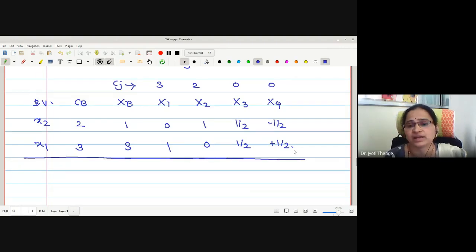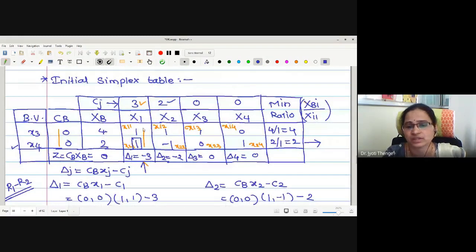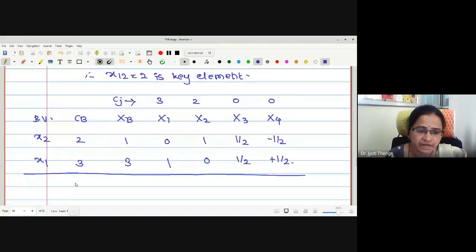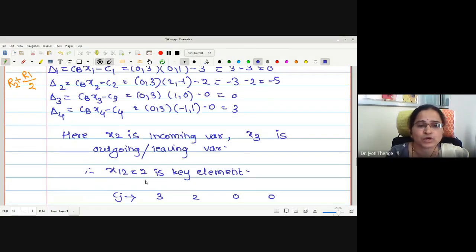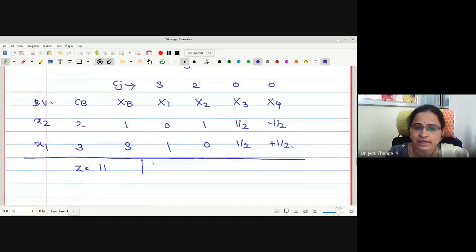See, while writing the tables, all of you should give the representation like this by drawing the corresponding nice table. Now what is Z? Z entry here you can check. CBXB, is it improved or not? CBXB is 2 into 1, it's 2. 3 3s are 9. 9 plus 2, it is 11. Whether the value improved or not, because for the previous table it is 6. The value increases to 11.